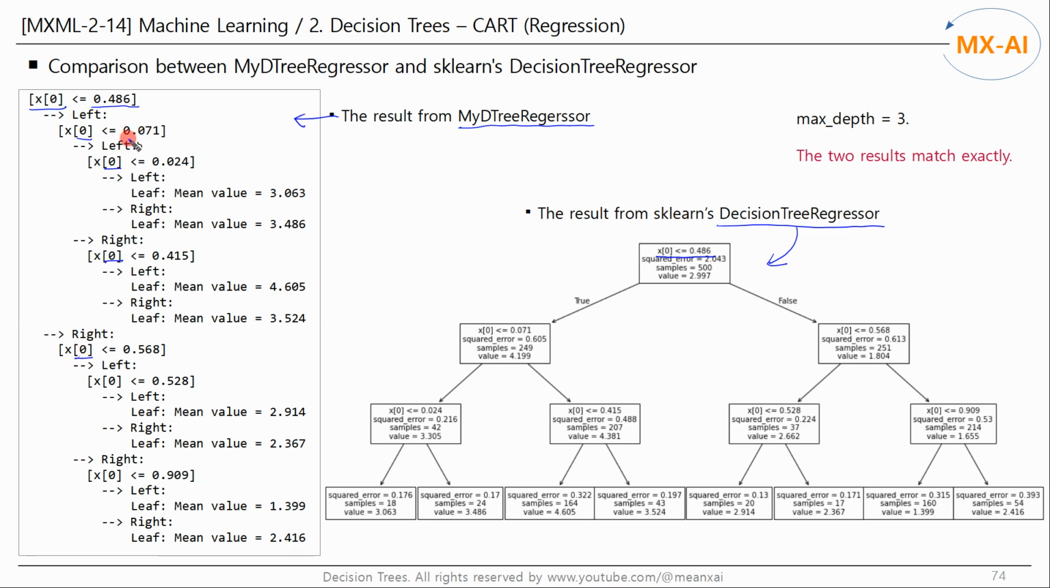The left child node splits at 0.071, and the right child node splits at 0.568. The average value in the first leaf node is 3.063, and the average value in the second leaf node is 3.486. As you can see, the two trees match perfectly.